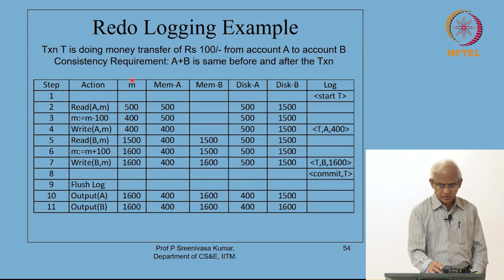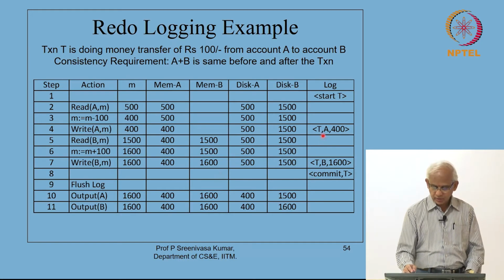So, we are using a single variable and the actual method is the same. We read A into M, reduce it by 100, write it, read B into M, increase it by 100 and write it. Okay. Now, the only thing here is that we do a commit T. So, let us focus on the log now.